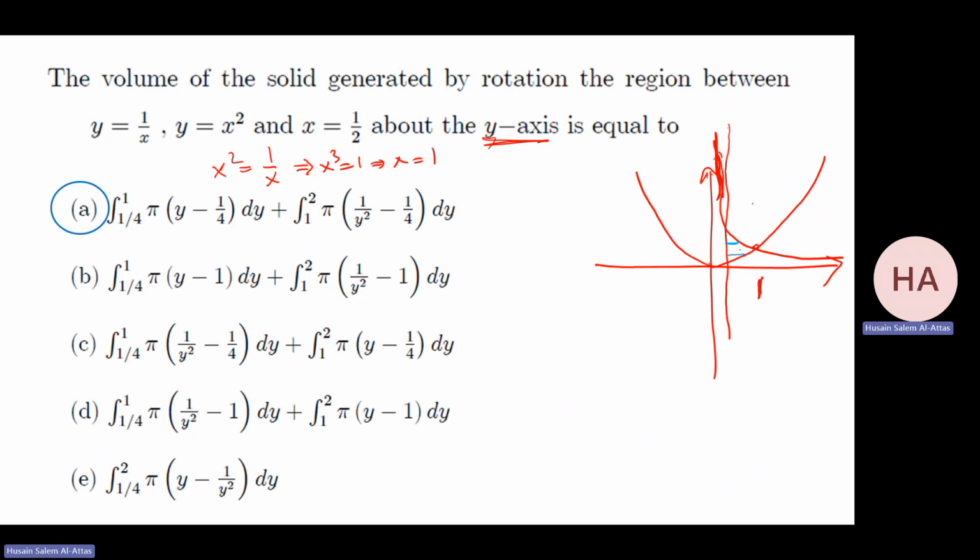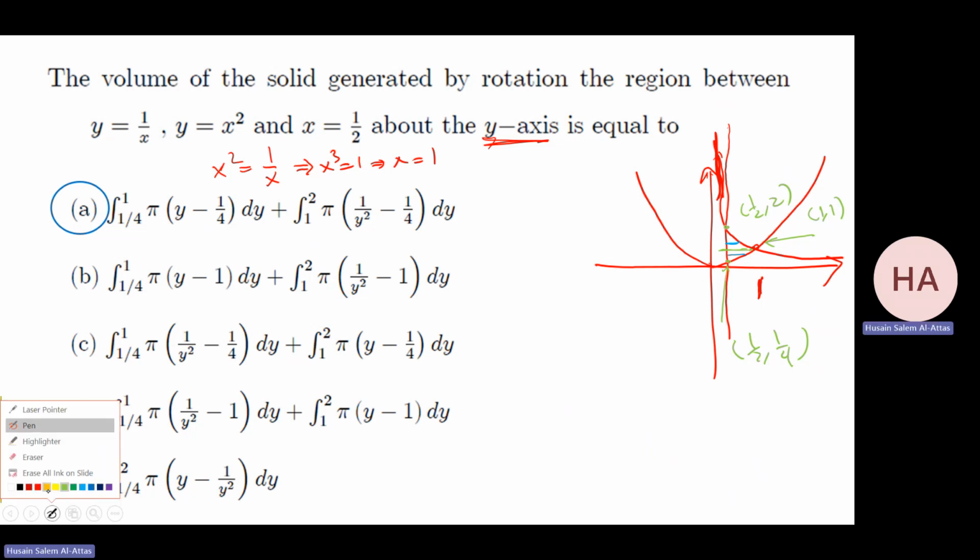Calculation needs to be careful. This point is at x equals 1, 1. So y is 1 because I need to deal with y. And this point is what? It will be half and 1 over 4. And this point will be half and 2. So I have two regions. I need to deal with two regions.